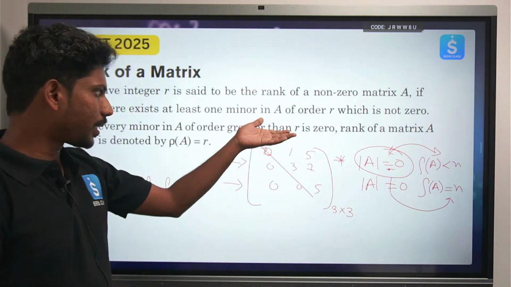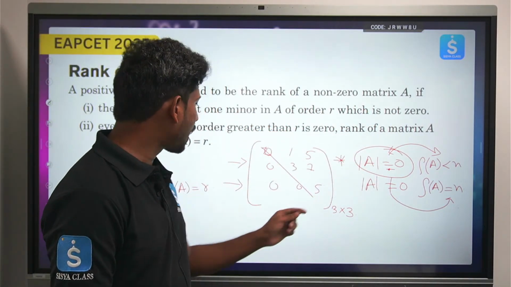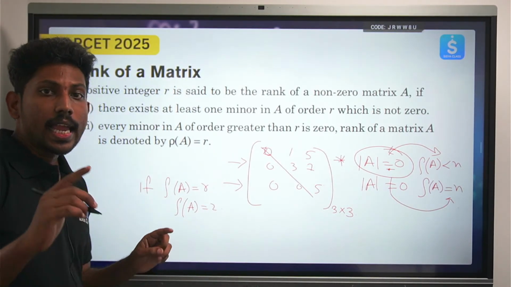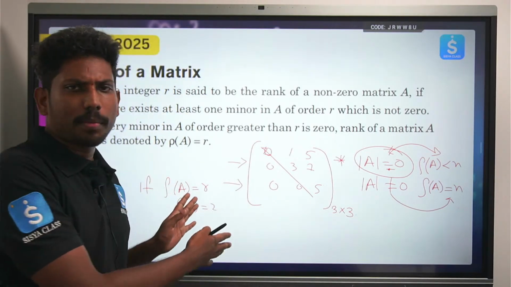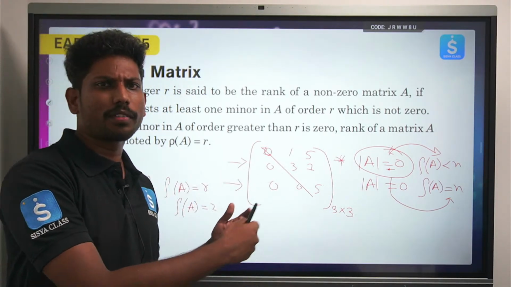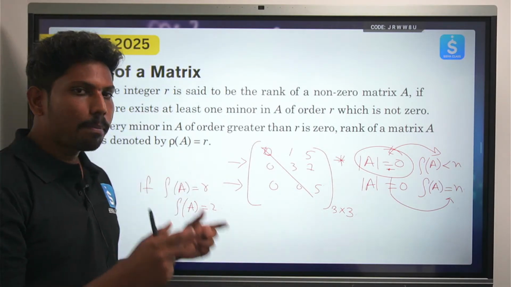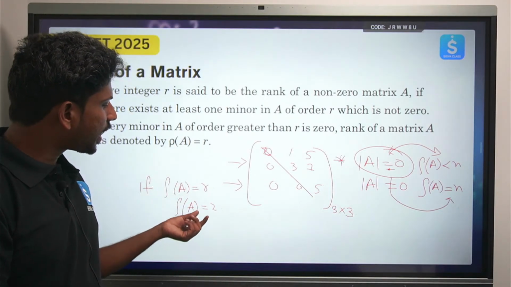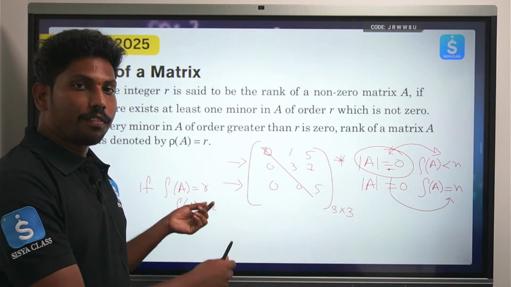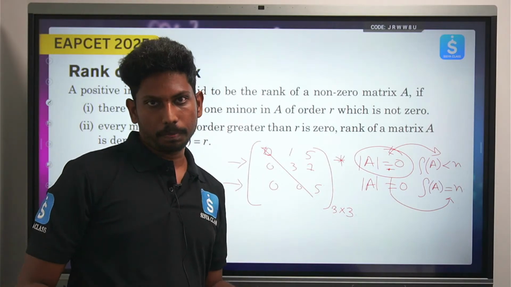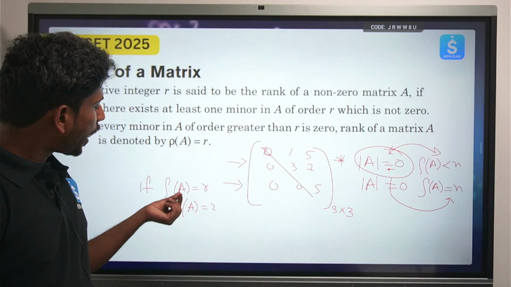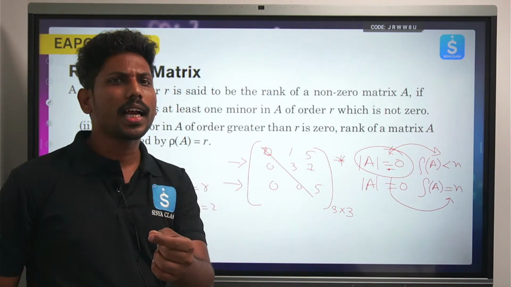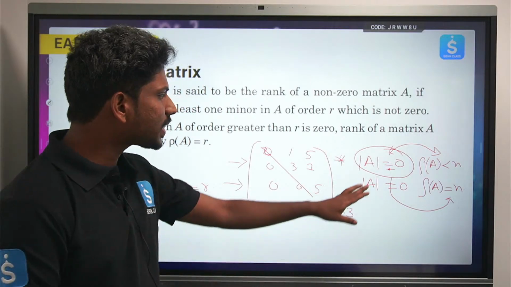Ultimately, suppose he is saying rank equals 2. Whatever the matrix size is, let it be 4x4, 5x5, whatever the content is, you take any sub matrix that is a minor, for example a minor of 3x3 or 4x4, within that minor the determinant will always be equal to 0. And there will be at least one minor of 2x2 matrix which will be not equal to 0. That is, at least one minor is non-zero. Okay, so that is a simple understanding.